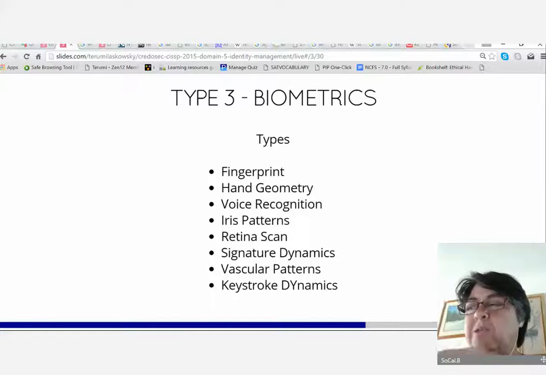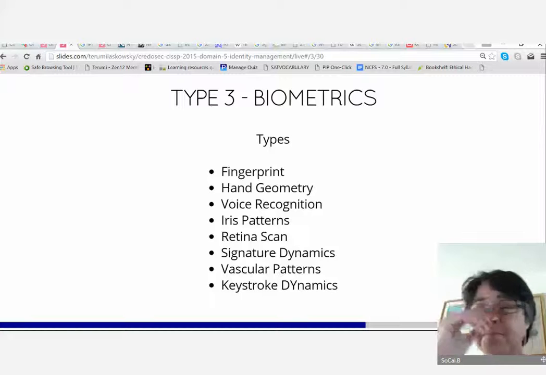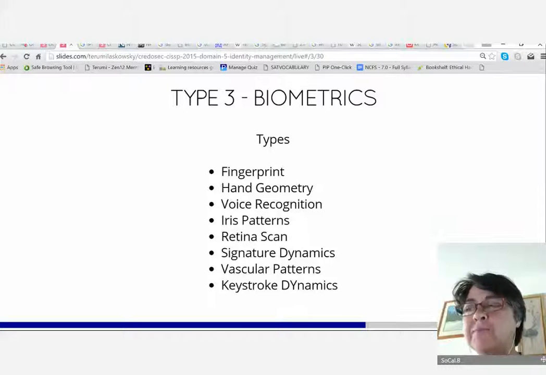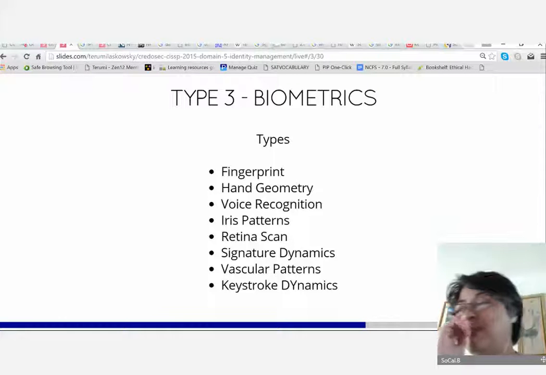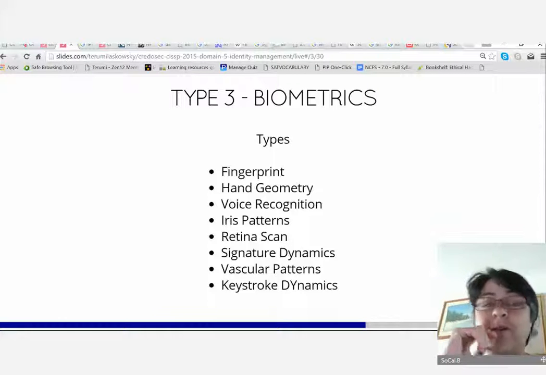Signature dynamics, vascular patterns. By the way, when you go take the exam, the IC square exam, they'll most likely take a vascular pattern of your hand, and they'll record it. That's when you register. And when you go into the cubicle to take the exam, they'll take the vascular pattern before you go in, and when you come out of the cube, they'll take the vascular pattern after you come out, just to make sure that it's you that went in and that came out. Anyway, I thought that was really funny, that I had to take it 3 times.